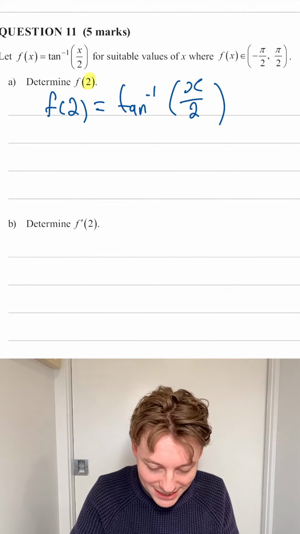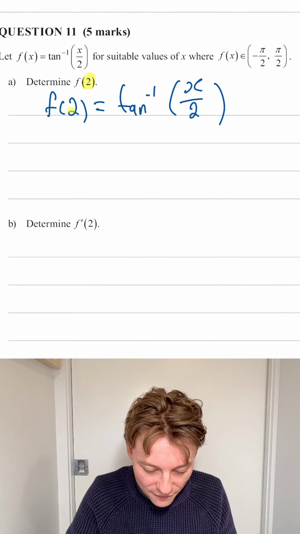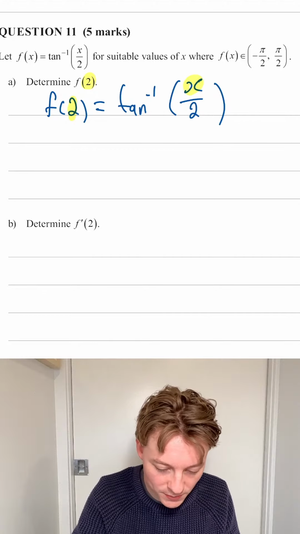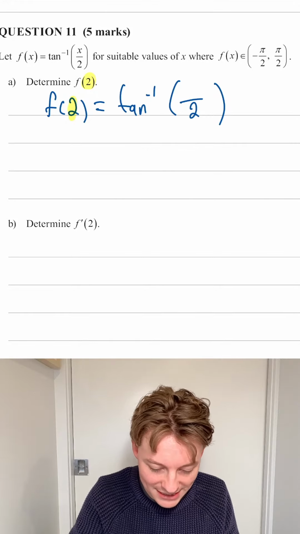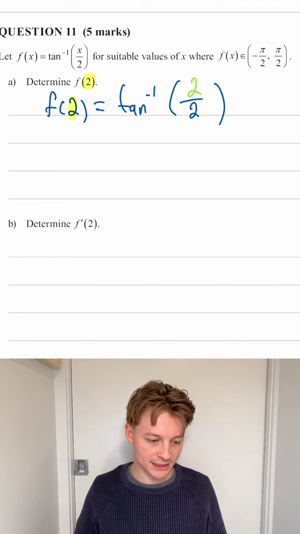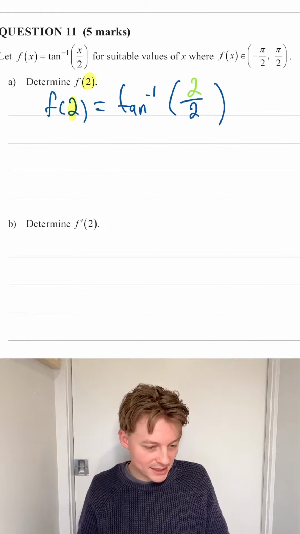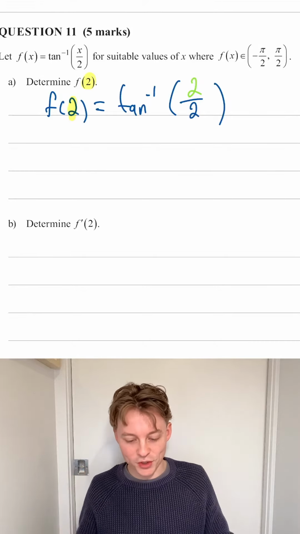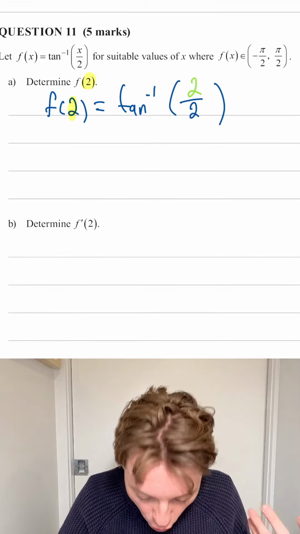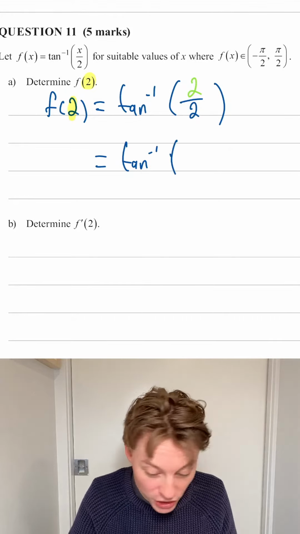If I put f of 2 in, wait, that's meant to be a highlighter. If I do f of 2, that means I'm simply just putting 2 in place of my x. So instead of writing x here, I simply am just going to write the number 2. We'll change color to make that really clear. Okay, so we replace the letter x with the number 2. We now simplify our fraction, and all of us hopefully know that 2 goes into 2 once.